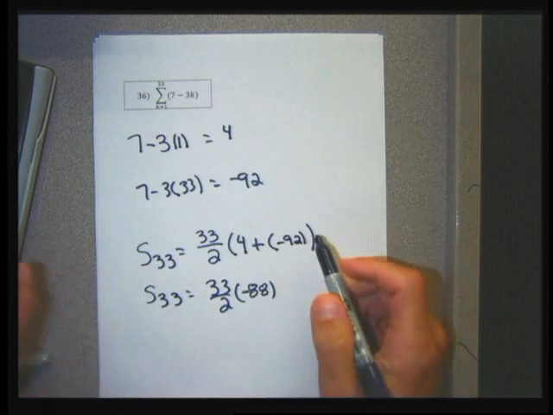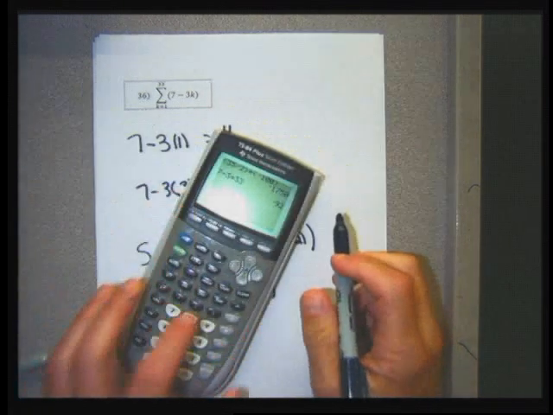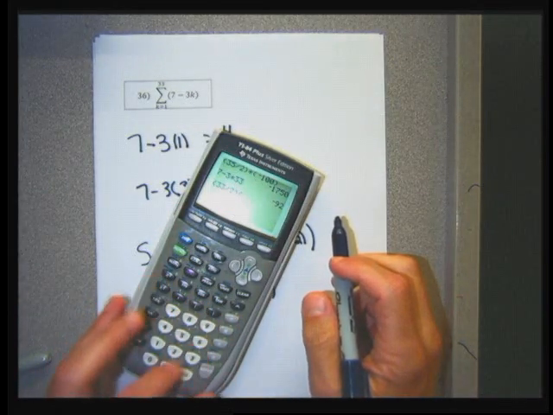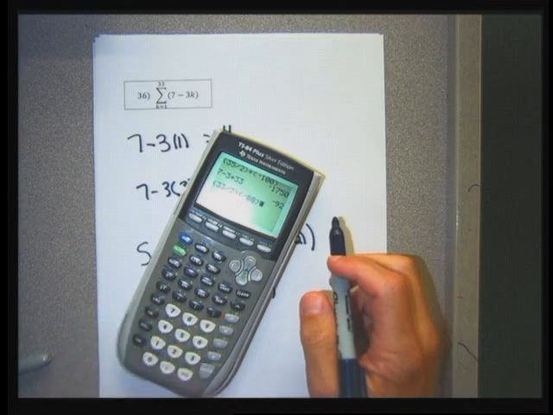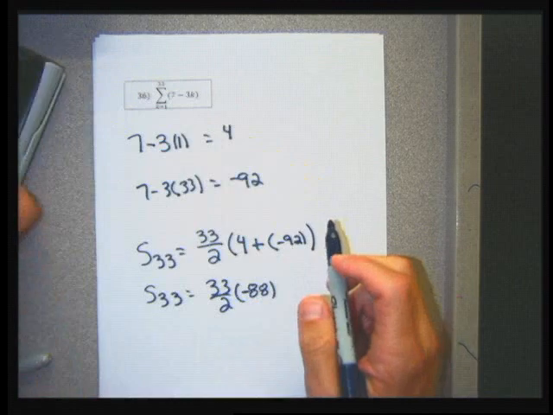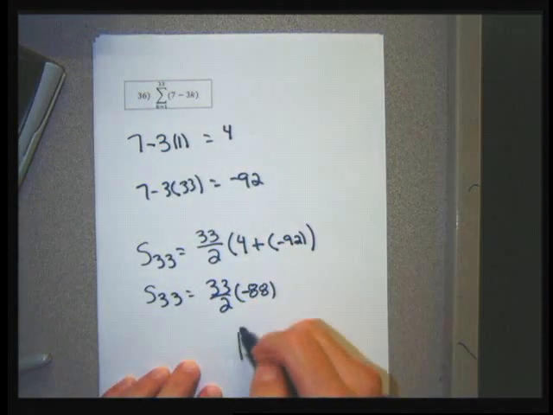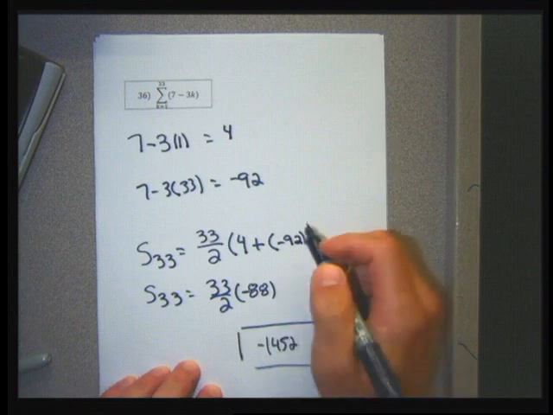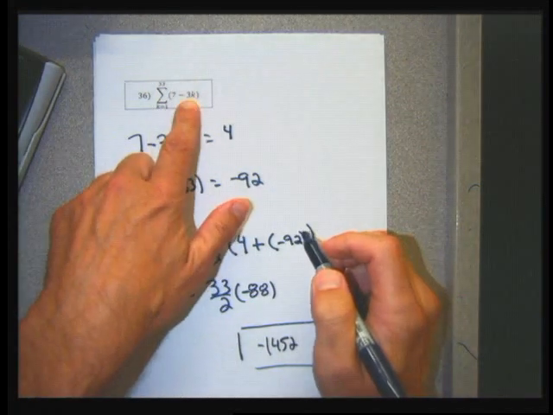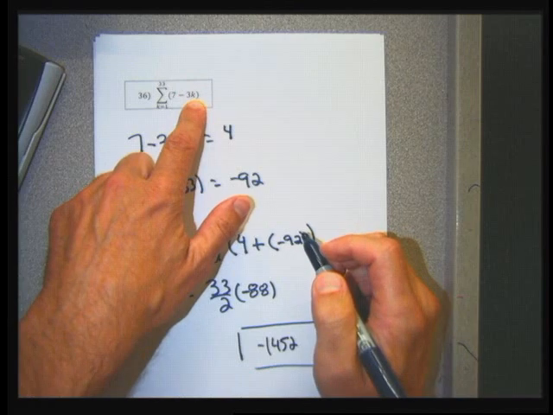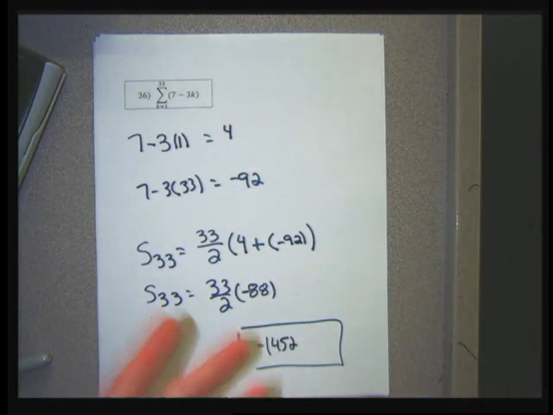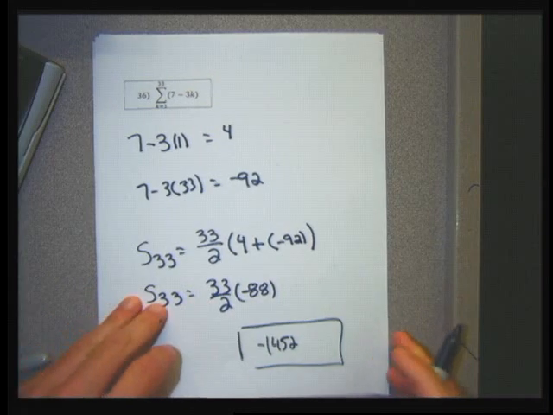I could do that on my calculator or by hand. I like my calculator, so I'm going to go 33 divided by 2 times negative 88. When I do that, I get the sum of that list, which is negative 1452. If I listed all the numbers separately, I'd have to plug 1 in for k, then 2 in for k, then 3 in for k, all the way up to plugging 33 in for k. You can simplify and get 33 distinct numbers, add up the numbers, and they should add to negative 1452.